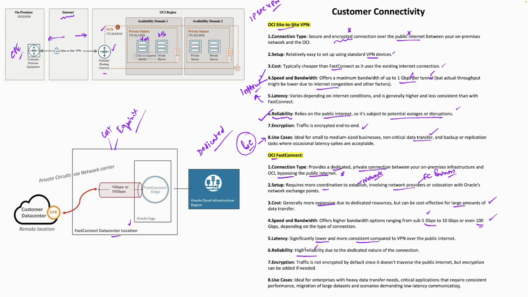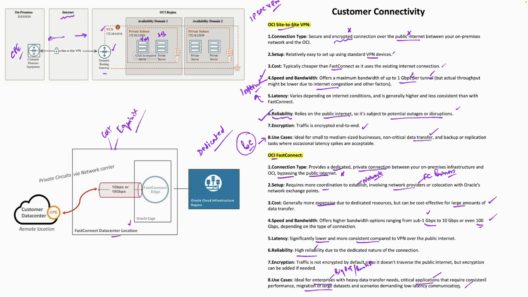And the other use case, Fastconnect, is ideal for enterprises. When I say enterprises, you can say big companies, big organizations, banks. They would always go with Fastconnect, right? Because they have heavy data transfer needs and critical applications, and they don't want critical application data to be transferred via the internet, right? These applications require consistent performance and migration of large data sets, which require low latency communication.